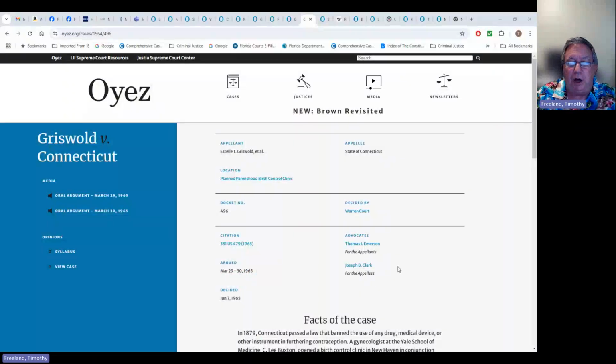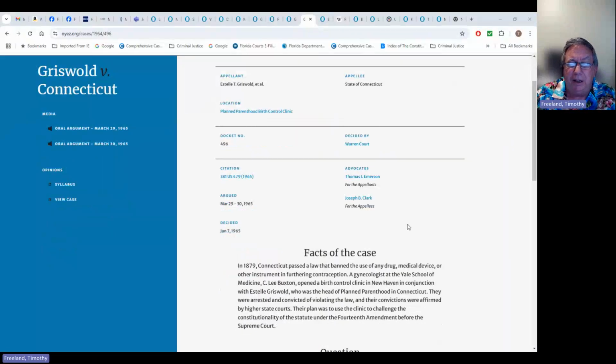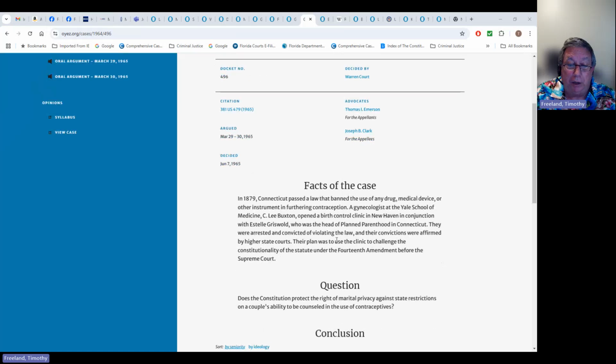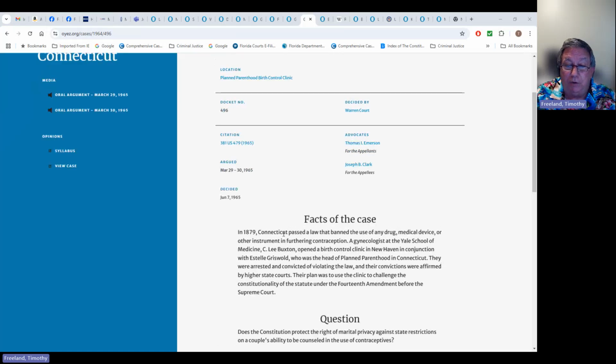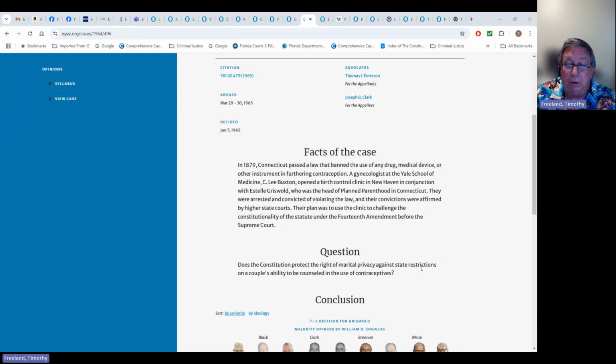Let's take a look at this case, which is Griswold versus Connecticut, decided in 1965. Connecticut had a long-standing ban on the use of any drug to further contraception. And in order to test this law, a gynecologist opened a birth control clinic, and they were challenged as to whether that law from 1879 was valid.